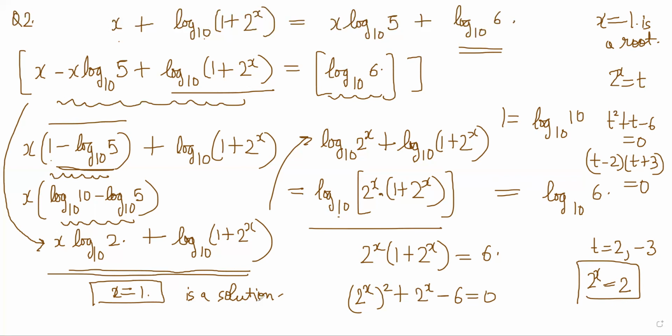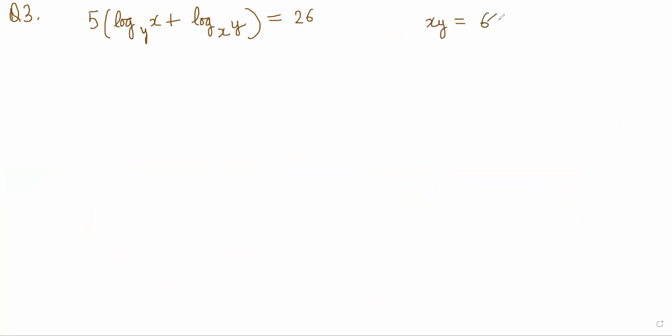Okay, I'm done. The next question was the system of equations, right? Yeah. Okay. So the question is 5 times log yx plus log xy is equal to 26, and the other one was xy is equal to 64, and you have to solve for x and y. So try it now.